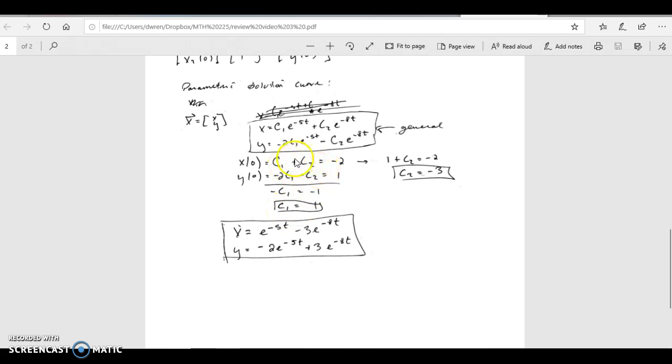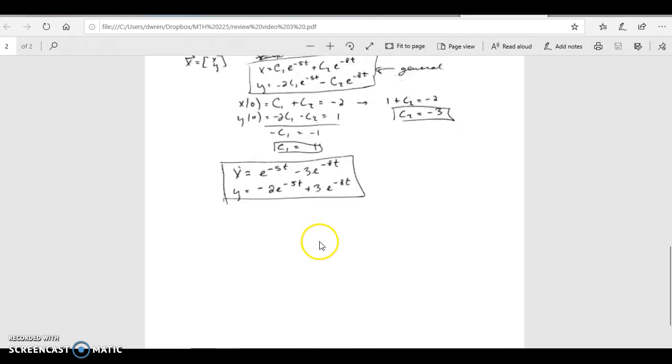Now we can take either equation. I took the first one and substituted in the c1 value of 1, plus c2 equals negative 2, subtracting over 1, so c2 equals negative 3. Now we can take our c values, substitute them in, and get our final solution curve. In this case, the parametric form would be x equals e to the negative 5t minus 3 e to the negative 8t, and y equals negative 2 e to the negative 5t plus 3 e to the negative 8t. In the y, we have negative 2 times c1. That's where the negative 2 comes from. And that will do it.